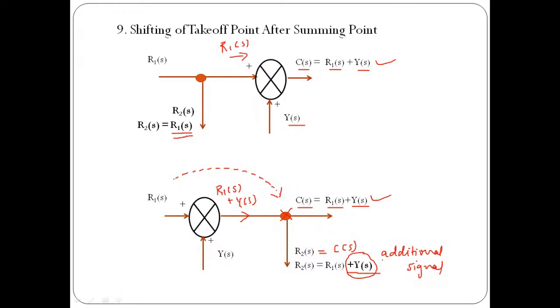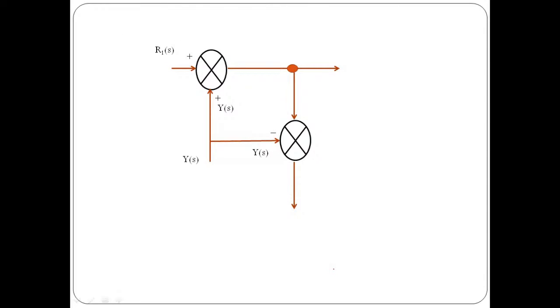So here we are getting an additional signal of plus Y of S if we shift a takeoff point after a summing point. Now, is it possible to add one more signal over here of value exactly equal to Y of S but with negative sense? So they will cancel out each other and we will have only R1 of S as a feedback path element. So if you apply that logic, we need to modify the structure like this.